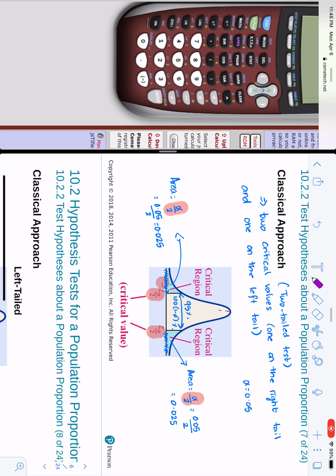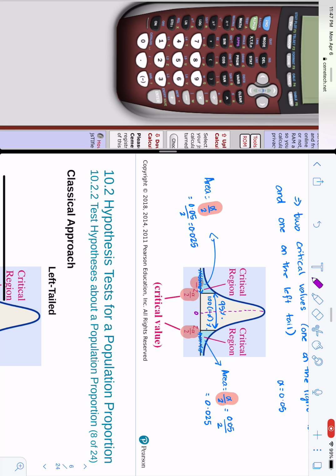and keep in mind the middle value right here is 0 and on the other side we have a positive value because it is a positive critical value. So to be specific, we can call that the negative critical value, and we could call that the positive critical value.